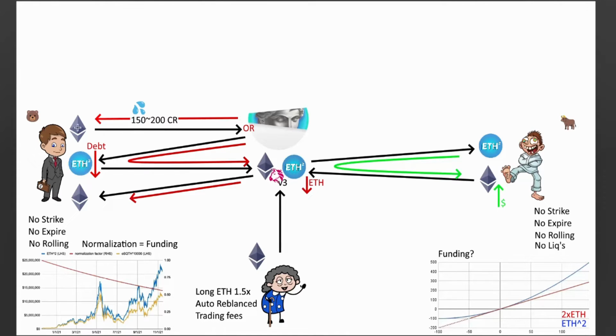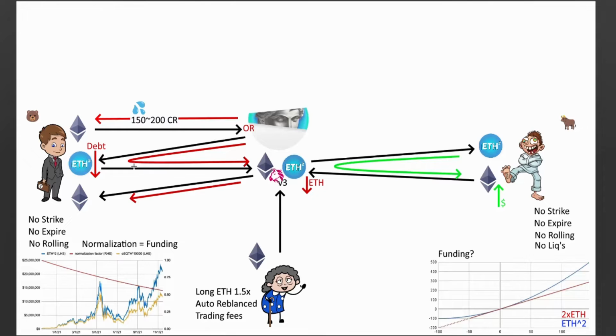One is he can pull out some of his ETH and sell it, right? Because he's bearish. He just wants USDC per se, right? So he can pull out his ETH and sell it. Or he can mint some more of these and sell them into the market for more ETH, and then again sell that ETH if that's what he wants to do.